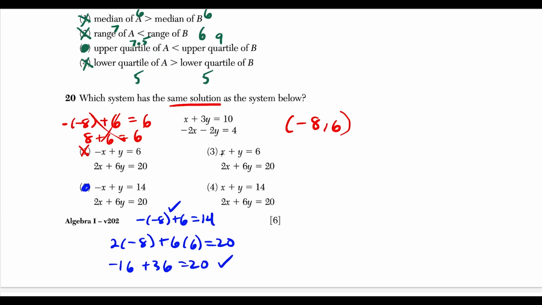But just to be safe, we'll check the other ones. X plus y equals 6. Well, if we just do negative 8 plus 6, that's going to equal negative 2, which is not equal to 6. So 3 is out, and then x plus y equals 14. Well, we just showed for negative 8 and 6 that when we add them together, we get negative 2, which is not 14. So definitely choice 2.